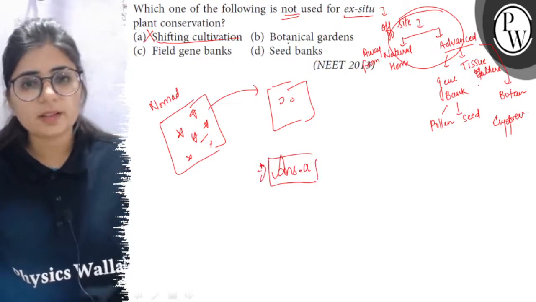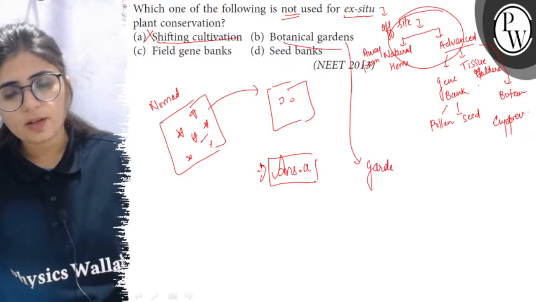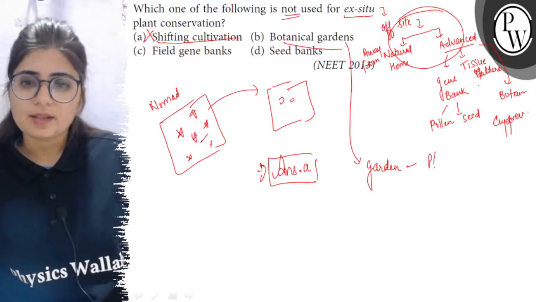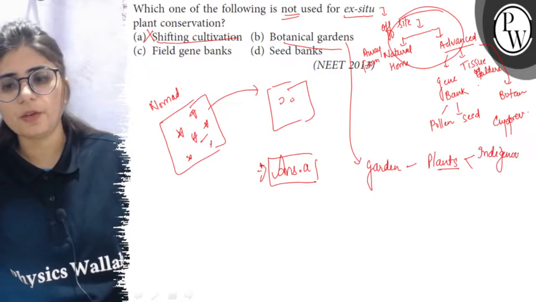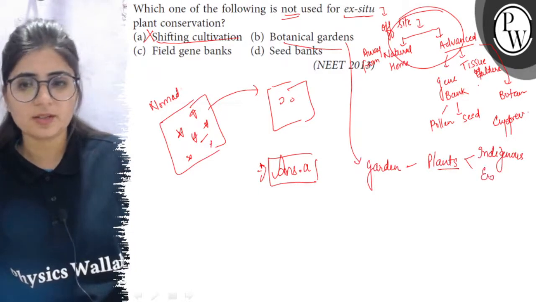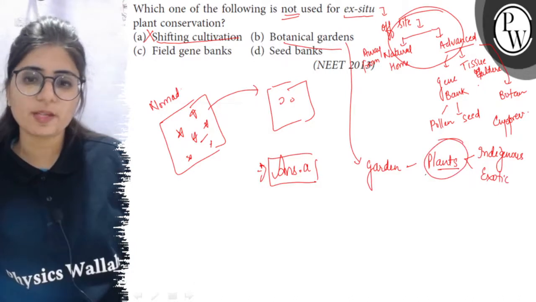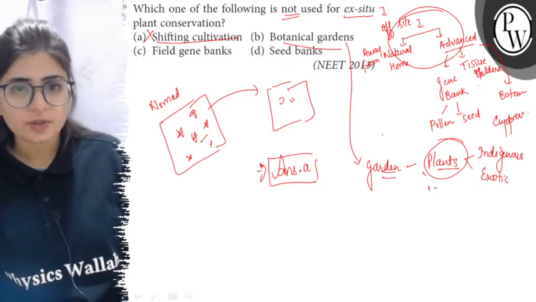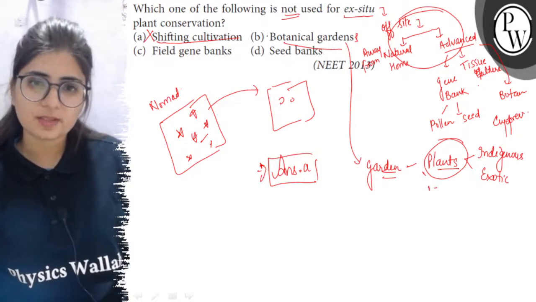Now if we look at the other three, then botanical gardens. These are the gardens where the plants which are facing the threat of extinction or other important plants of economic importance, which may be indigenous or exotic, are grown for research purposes, for taxonomic studies and for conservation. So this involves a method of conservation of plants outside their natural home. So this is a method of ex-situ conservation.